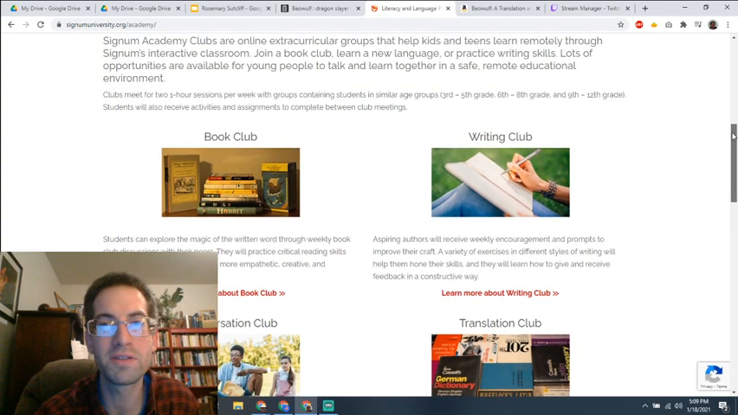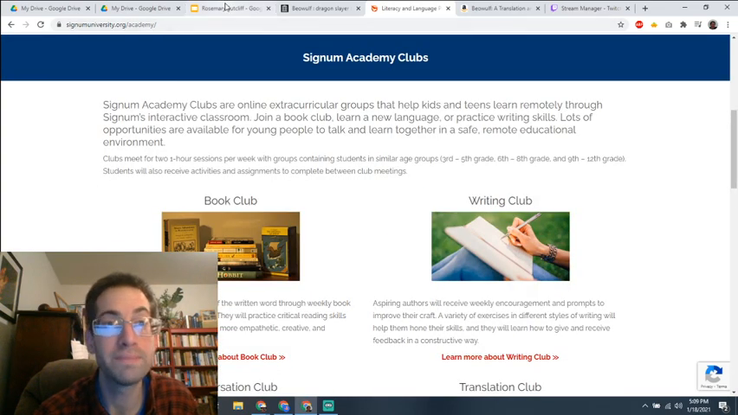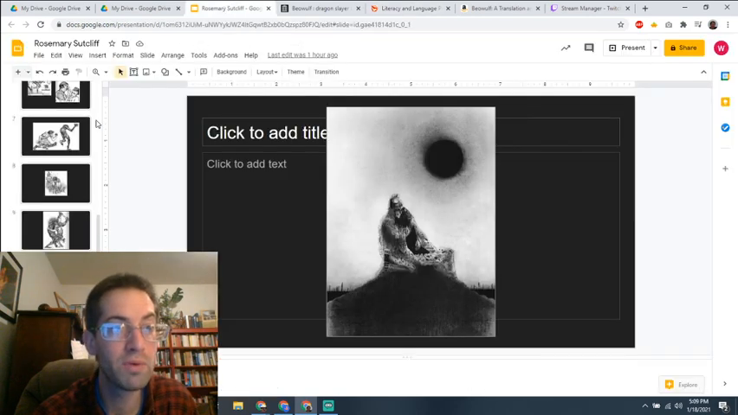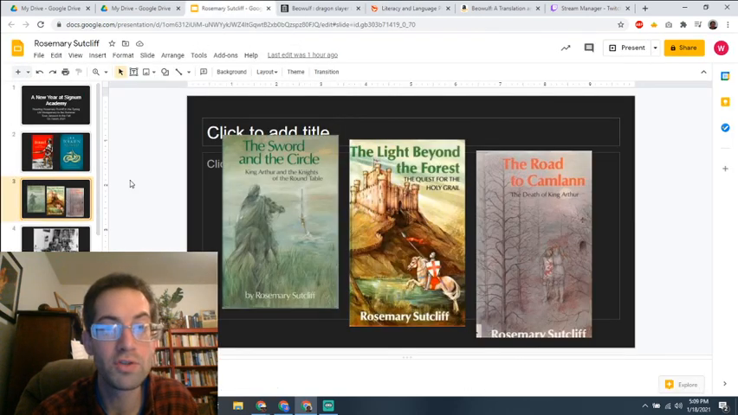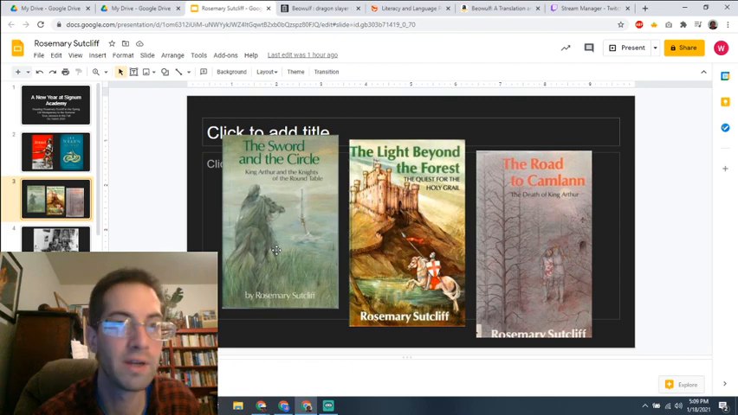And so for next time, it will be Rosemary Sutcliff's The Sword and the Circle, the first of her three King Arthur books that we'll be reading over the next few months here.